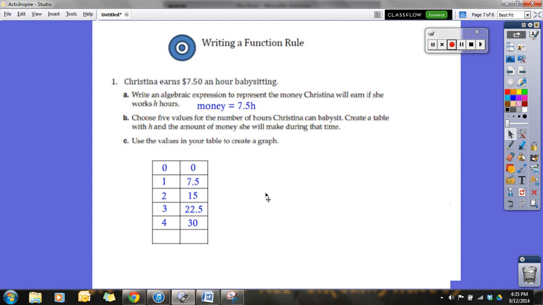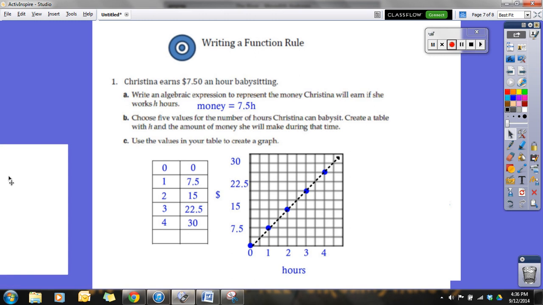Right, so you need to put a scale on the coordinate plane that was given to you. Alright, think about what would make sense. Every mark does not have to be $1. Think about what makes sense for the numbers that you chose. For the numbers that I picked, my graph will look like that. 0 hours, $0, 1 hour, $7.50, 2 hours, $15, and so on.